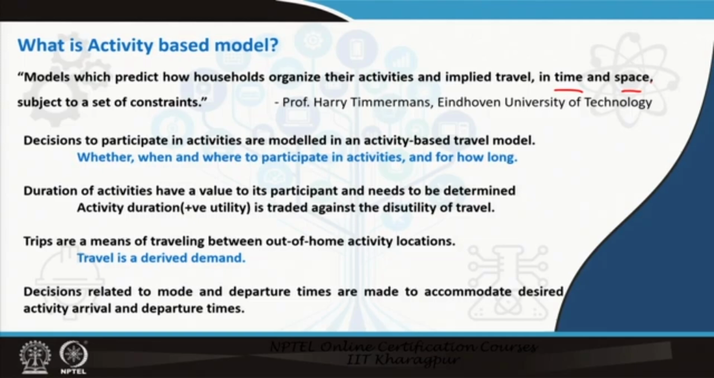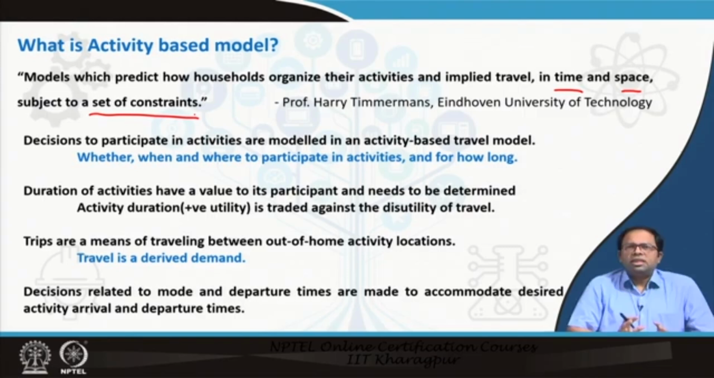And households cannot just do whatever they want to do. They are limited by a certain set of constraints. So, we have household level activities. Eventually, individuals do those activities, but it is organized at the household level, at a certain time, at a certain space, and subject to a set of constraints. So, this is what activity based model is all about.